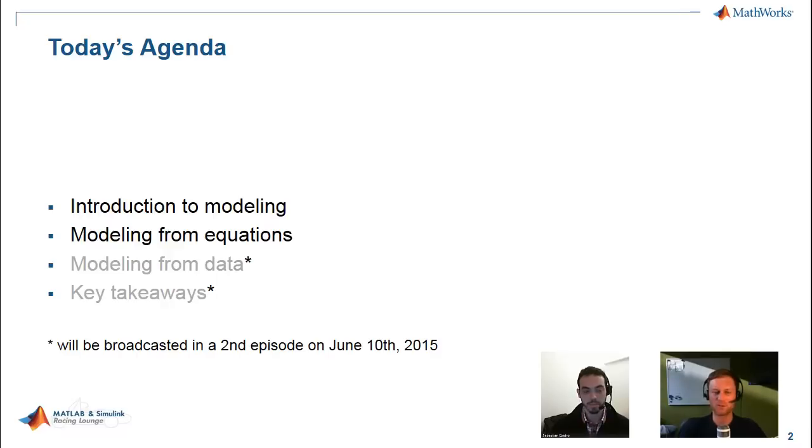So what we are going to do is we introduce you to modeling in general. We will see that models can be quite different. Some can be based on equations, some can be based on data. Sometimes models can be comprised of both. We will introduce you to that, and we will always combine it with a software demo.